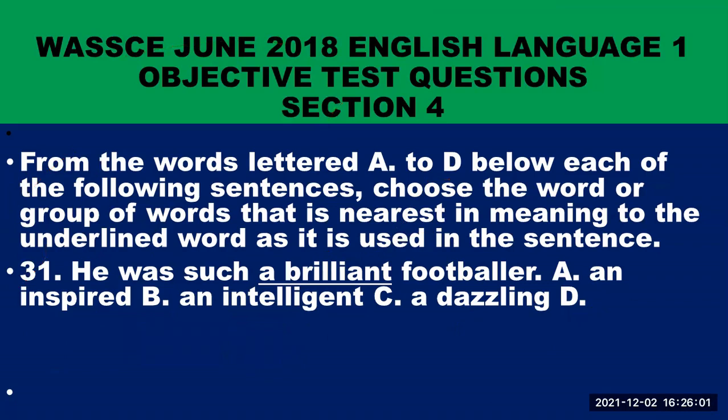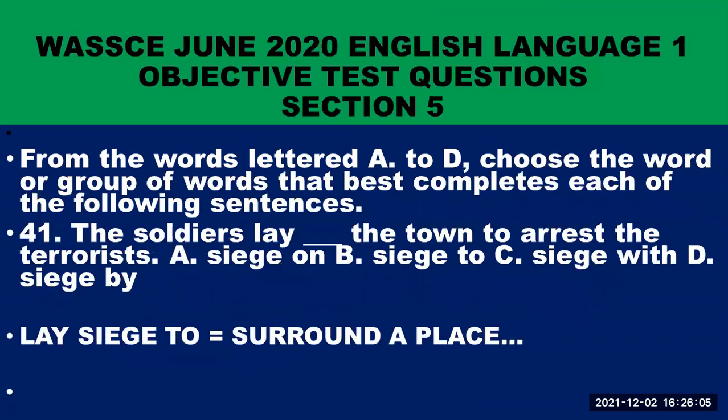Okay, so now we are through with section 4, and then let's move to section 5. And again, we look at 3 years consecutively. We look at past questions for 3 years, 2020, 2019, 2018, and then we compare and look at the frequently occurring topics and questions. Now take note that this is WASSCE June 2020. This is section 5, objective test questions. Now take note of the instruction. From the words lettered A to D, choose the word or group of words that best completes each of the following sentences. So here again, we are dealing with collocation, vocabulary, and register, words that are used in certain social situations.